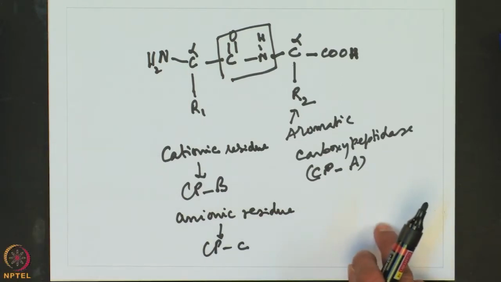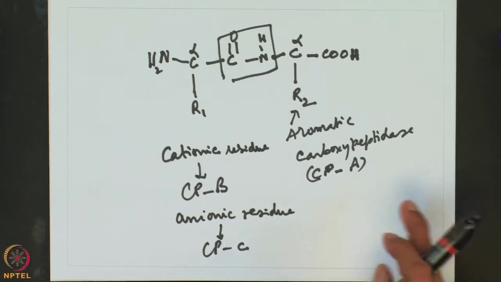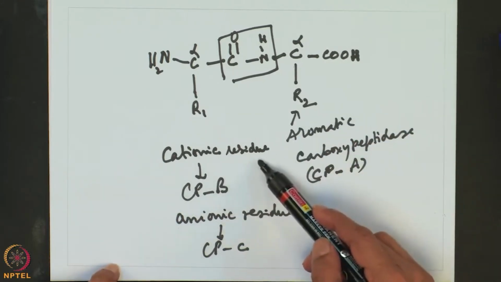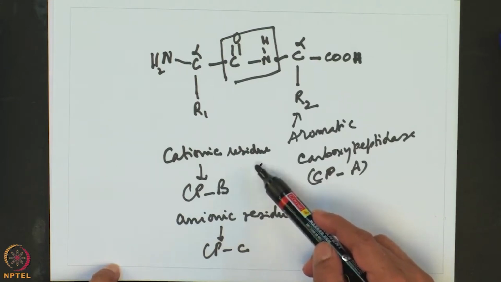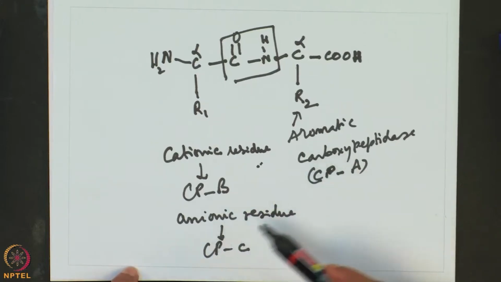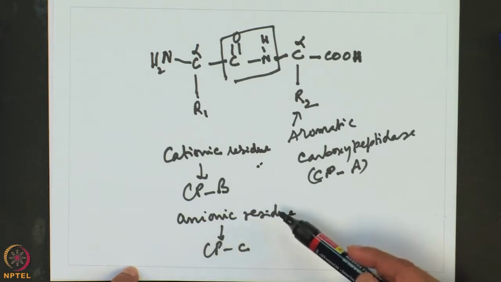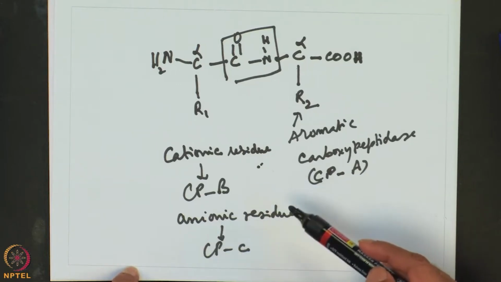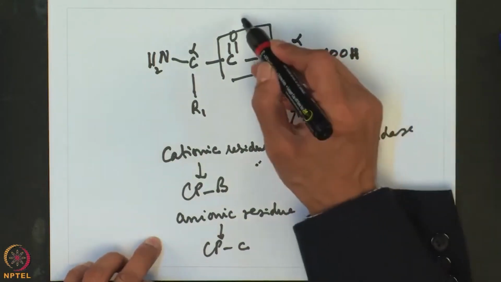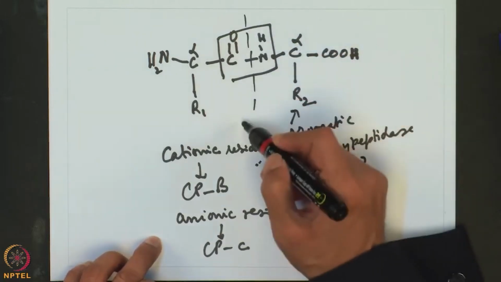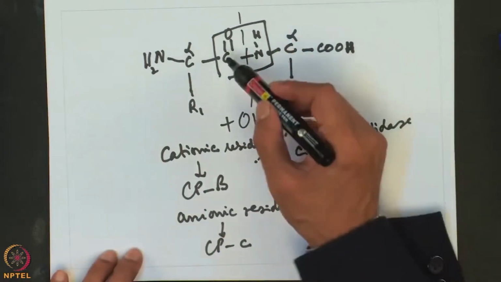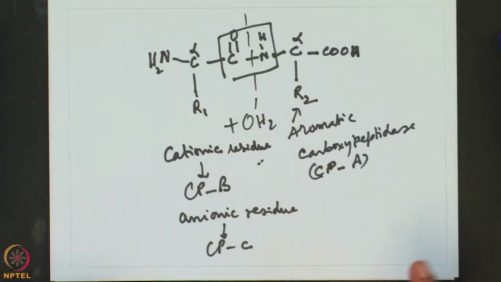So, carboxypeptidase can cleave the C terminal. If there is an aromatic residue, it is called carboxypeptidase A. If you have a cationic residue at the carboxyl terminal, then it will be carboxypeptidase B. And if it can cleave a peptide bond where you have an anionic residue in the neighbor of this particular peptide bond, then it is carboxypeptidase C. Basically, what you are doing is hydrolyzing this. You are adding water here, that is what the peptidase does. So, what will you get? You will get the corresponding COOH and the corresponding NH2.